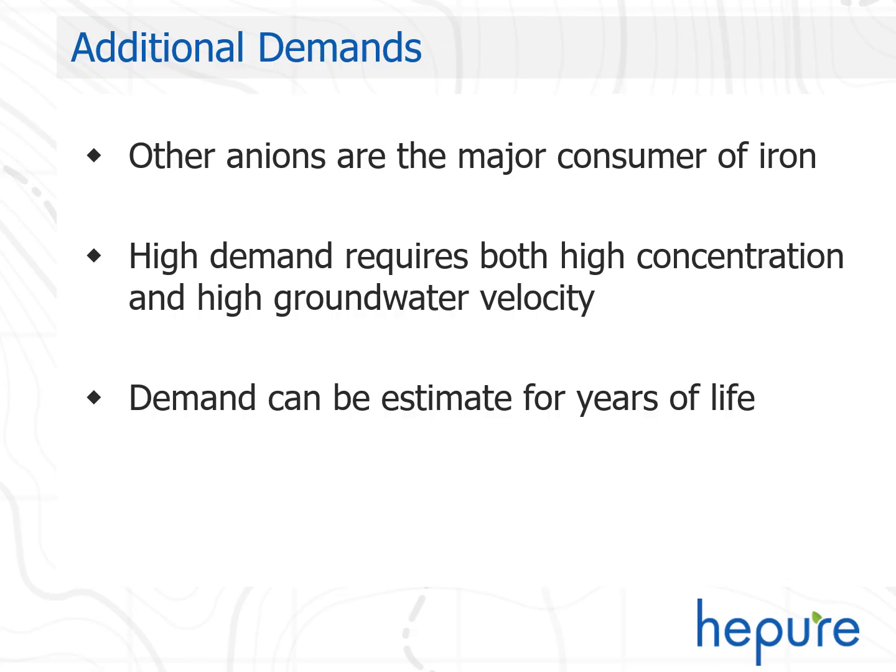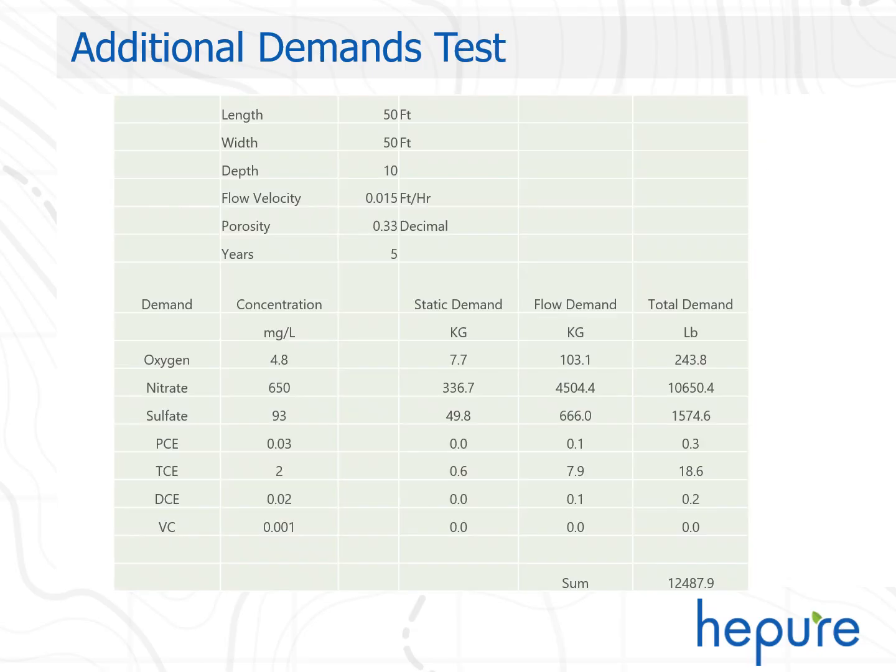The first model only considers how much ZVI is needed to provide adequate reaction to the contaminants. To ensure longevity of the iron, we need to include other demands. There are major anions in the water which can make up most of the ZVI consumption. The model looks at additional demands over time to ensure enough ZVI to last the life of the project, in this case 5 years.